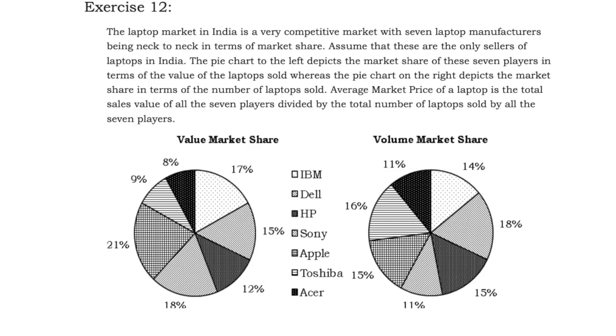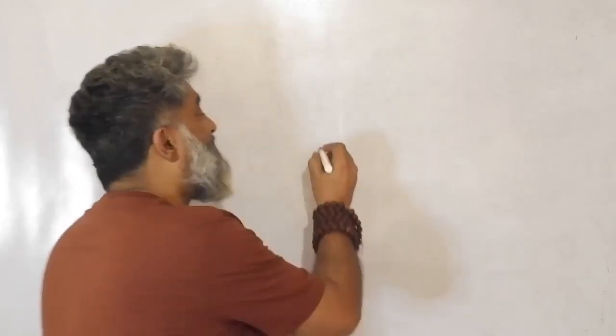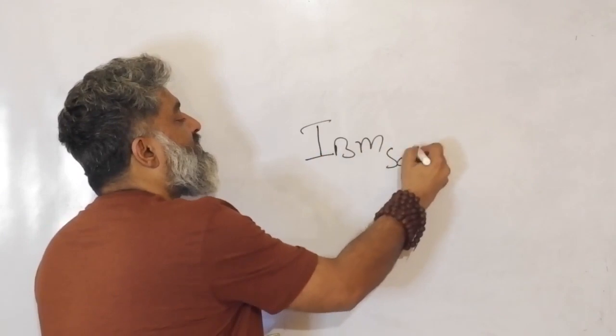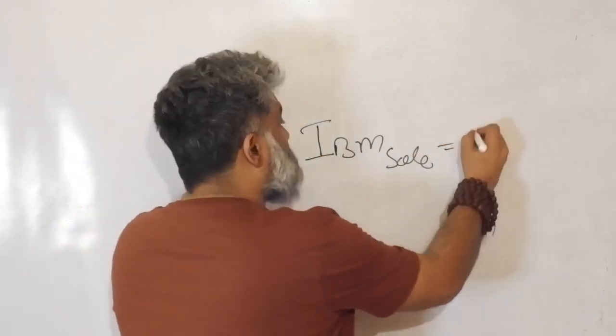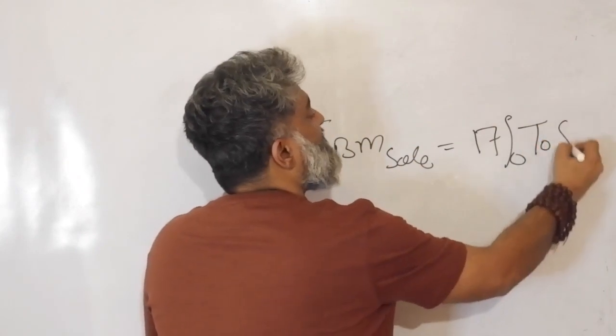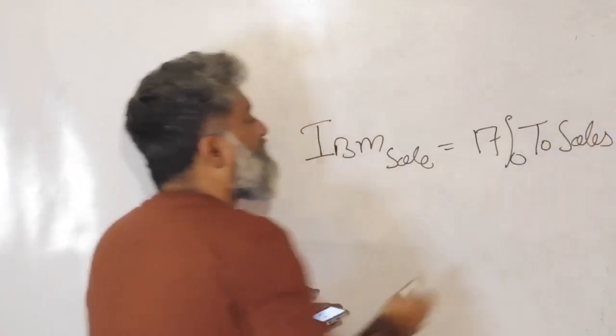So take 30 seconds and first of all figure out what this means. That means the first pie chart, which is value market share, it is saying, for example, IBM is 17%. 17% of what? IBM's sale is equal to 17% of what? Of the total sales of the market.